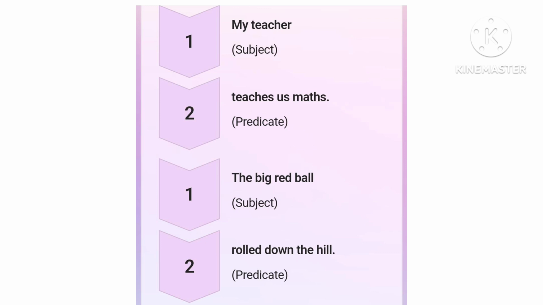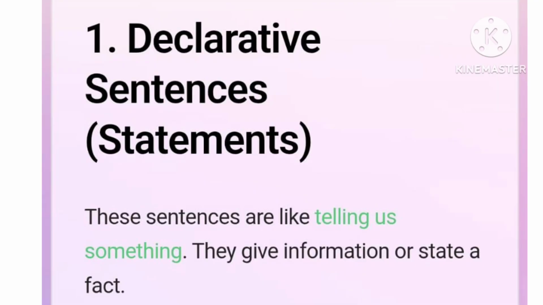Means in the first sentence, who is doing the action? The dog. In the second sentence, my teacher, and in the third sentence the big red ball. So they are the subject, and what did they do? That is the predicate. Is barking loudly is a predicate. Teaches us maths, this is a predicate. And rolled down the hill is a predicate. Understand?